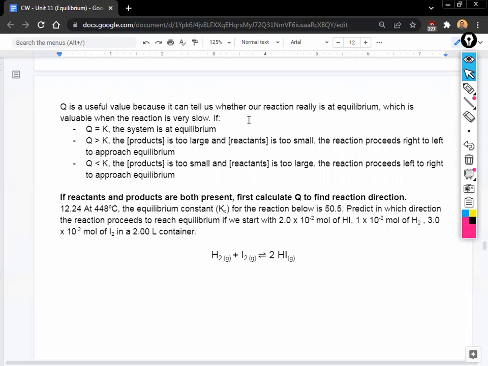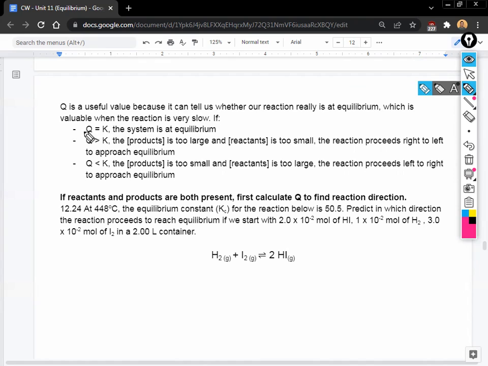Some reactions could take days, even weeks or even months to complete, to go to equilibrium. So a lot of times when people are studying these reactions, we don't know if it's at equilibrium yet, just because the reaction is so slow. And that's why we use Q. Q is useful because it lets us tell if it's at equilibrium or not.